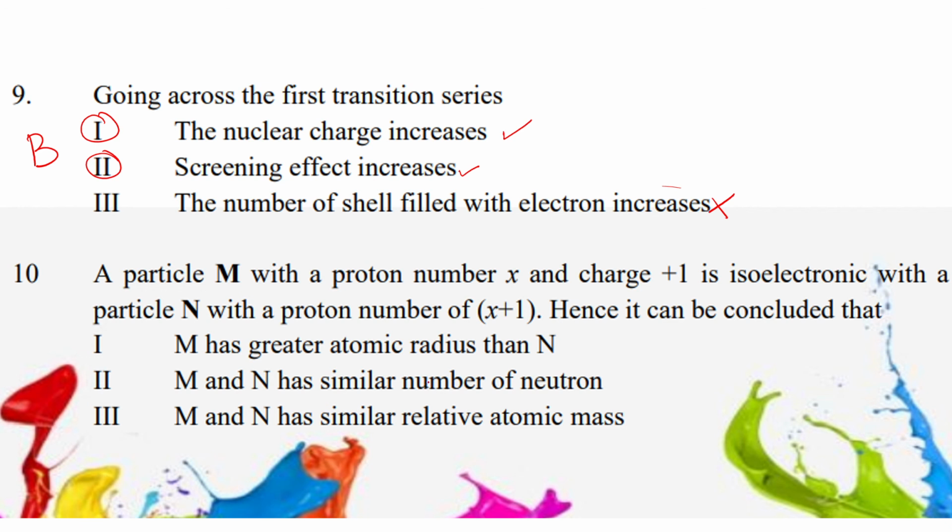M and N similar number of neutron. No. M and N has similar relative atomic mass. No. So the answer is one only. So it is A. Alright, so that's all for question number 6 to 10 for periodic table.